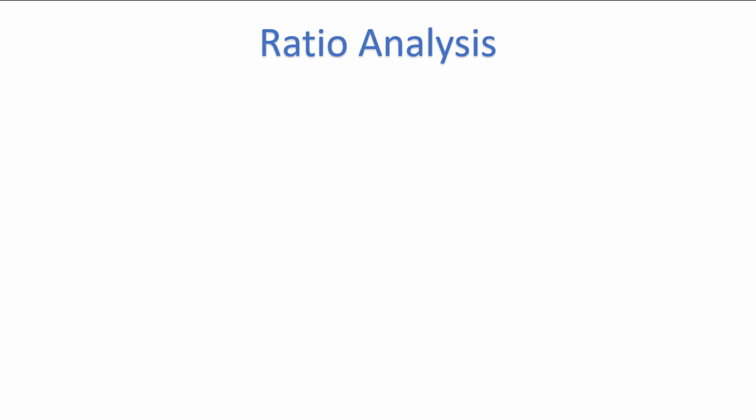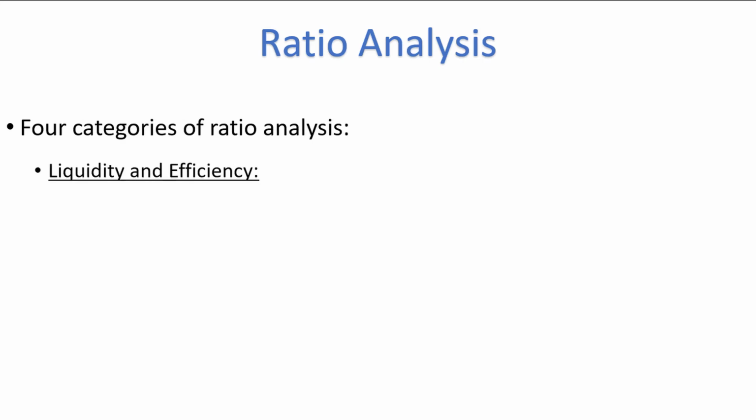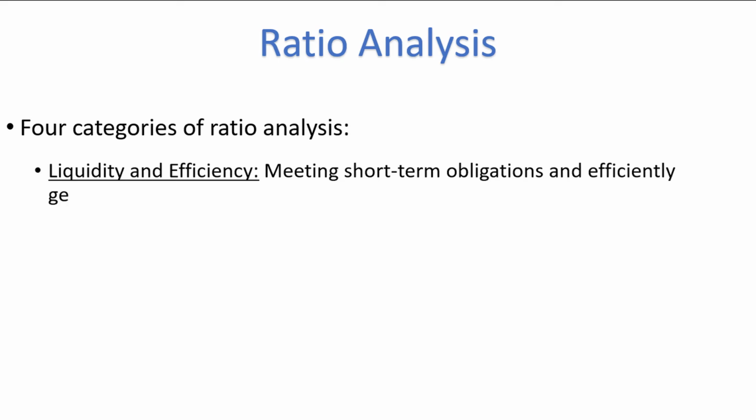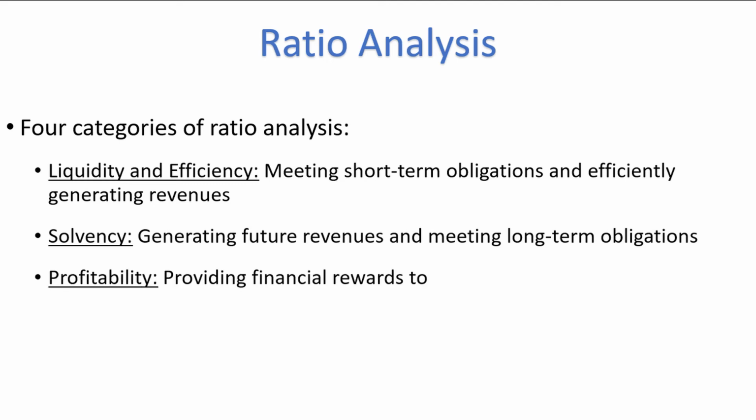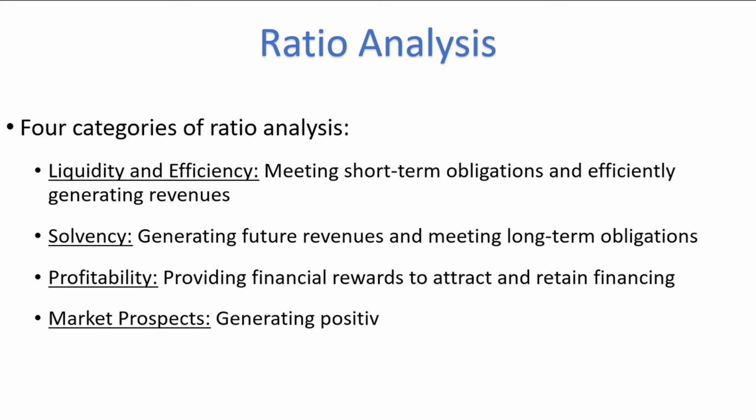Ratio analysis can be broken up into 4 categories. First, there are liquidity and efficiency ratios, which measure the company's ability to meet short-term obligations and to efficiently generate revenues. Solvency ratios measure the company's ability to generate future revenues and meet long-term obligations. Profitability ratios measure the company's ability to provide financial rewards to attract and retain financing. And finally, market prospects ratios measure the company's ability to generate positive market expectations.